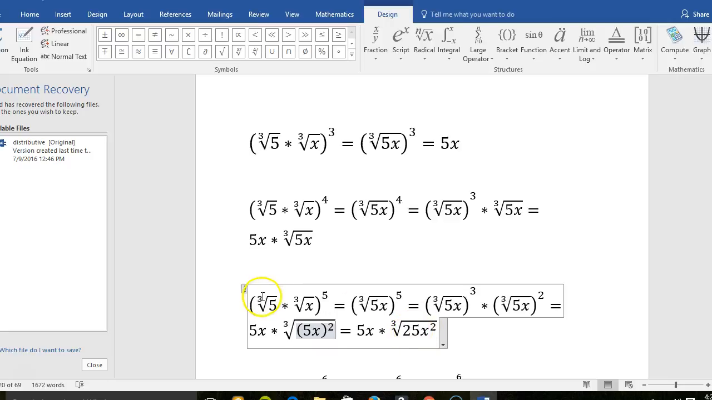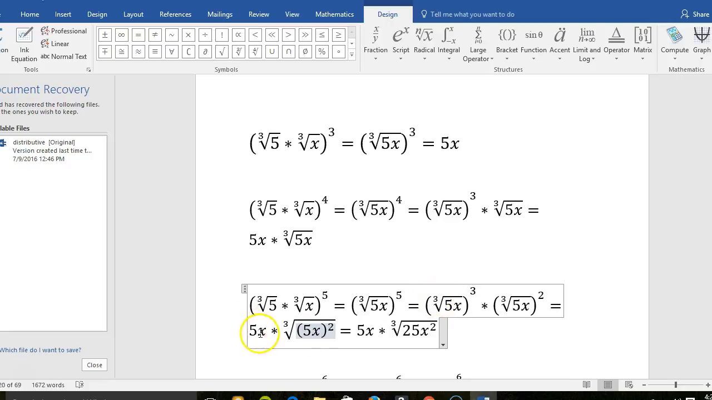Okay, so let's recap. The cube root of 5 times the cube root of x, that's just the cube root of 5x. Now we're 5 powering, but the cube root would like to have a cube power. So I need to break 5 up into 3 plus 2 in order to get the 3. So this cube kills a cube root. That was the whole motive.